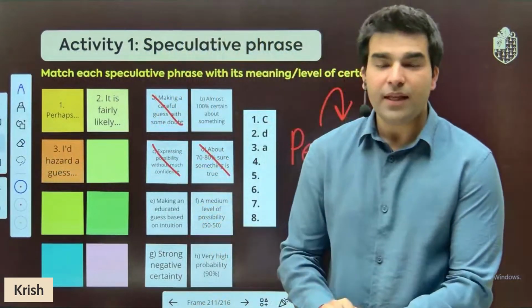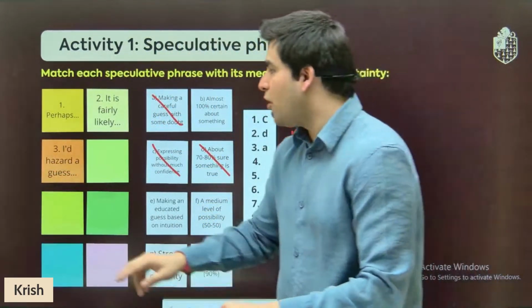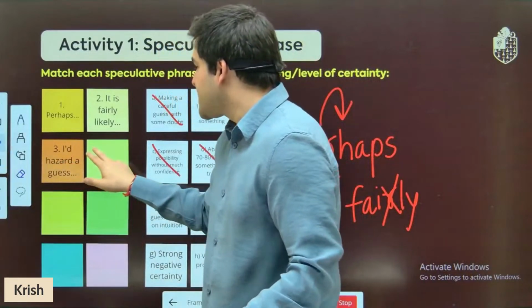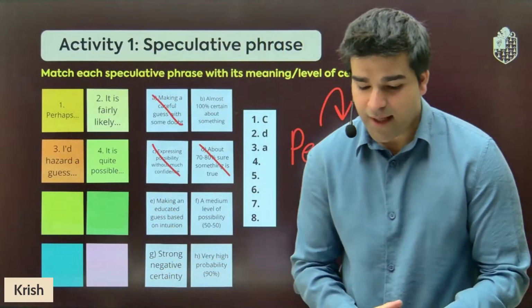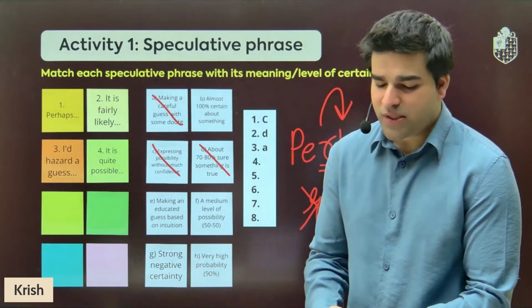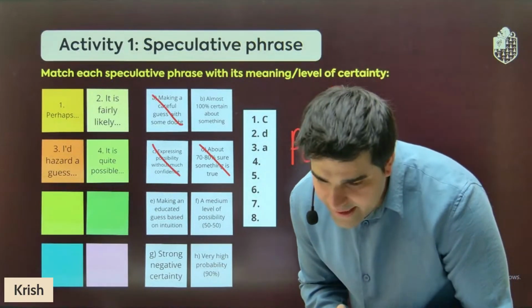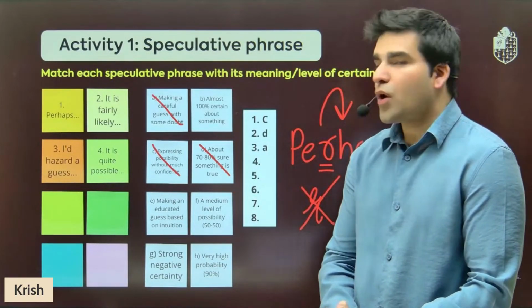Bravo. Let's look at phrase number 4. It is quite possible. I repeat, it is quite possible. So which one do you think is the answer? On the right-hand side.